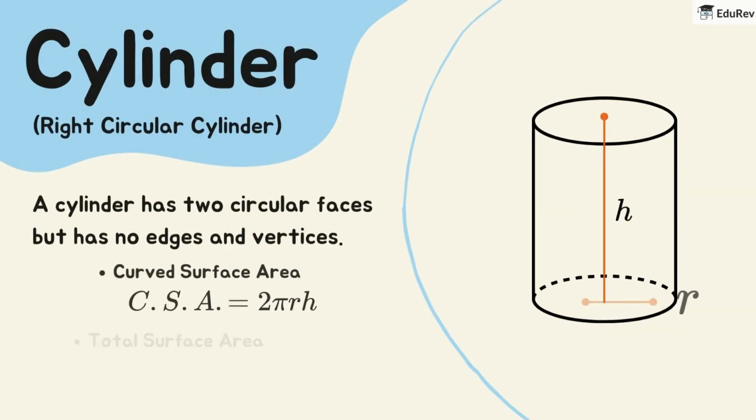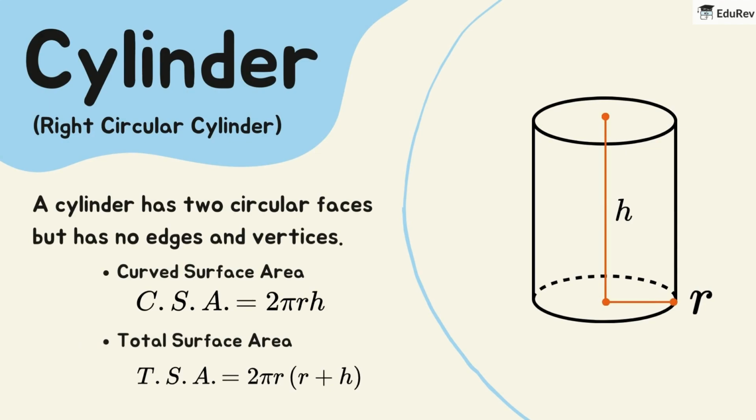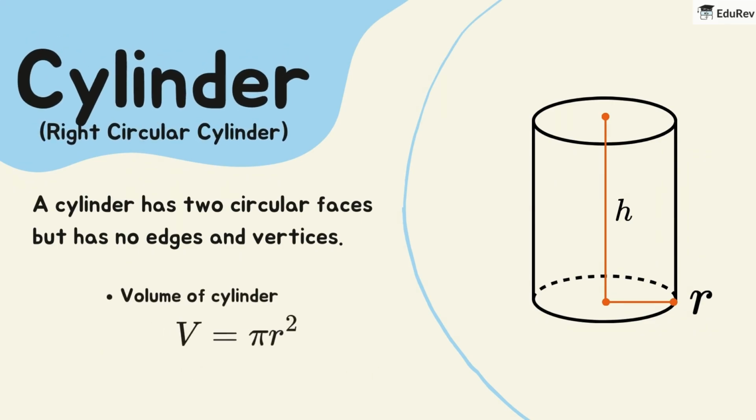Now, let's look at the cylinder. A cylinder has two circular faces but no edges or vertices. Its curved surface area is 2 times pi times the radius times the height. The total surface area is 2 times pi times the radius times the sum of the radius and height. The volume of a cylinder is pi times the square of the radius times the height.